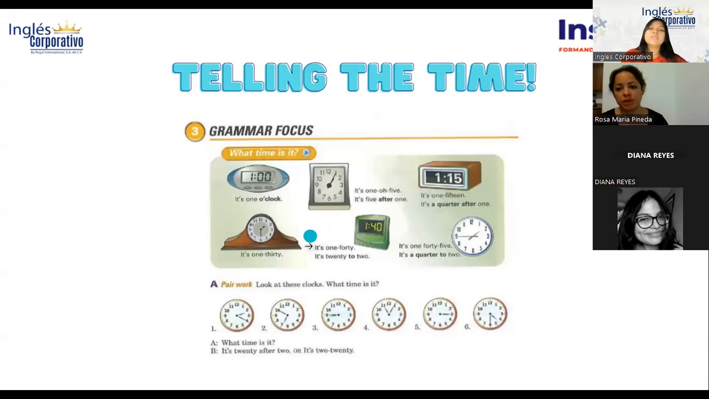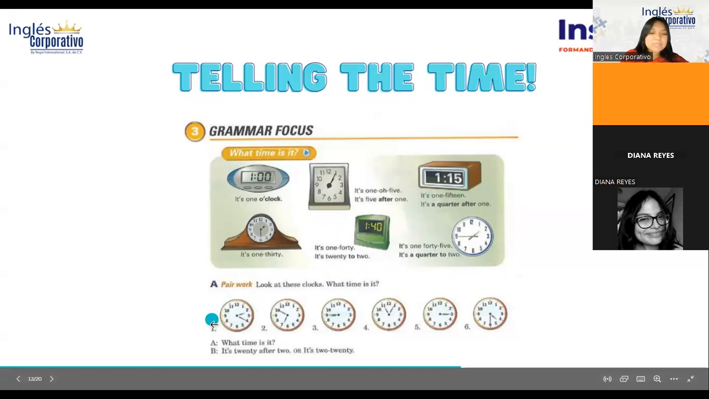Yes. What about this? What time is it? It's 1:40. It's 20 to 2. Excellent. Yes. What time is it? It's 1:45. Or it's a quarter to two. Okay. Yes. Look at these clocks and what time is it?